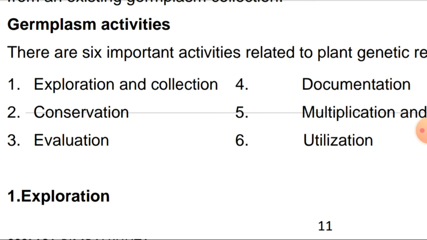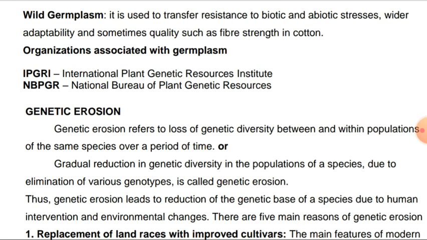Whether the germplasm found to be better will be directly released as a variety, or, usually in the case of a hybridization program, used as a parent, or also used for the creation of variation. So these are the important six germplasm activities.